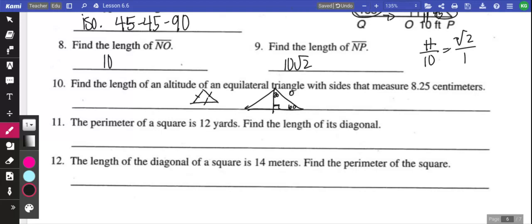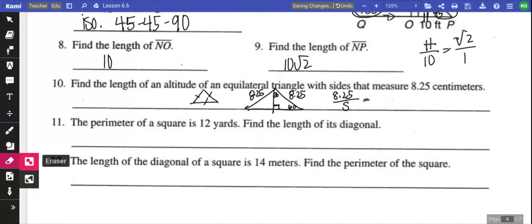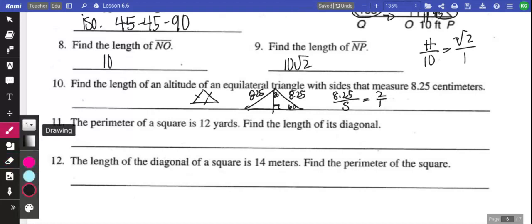So if the sides are 8.25, to find the short side, I would do 8.25 over short side equals 2 over 1. So that tells me that the short side is going to be 8.25 divided by 2, which is 4.125. And then if I take that times the square root of 3, that would give me a long side of 7.14.